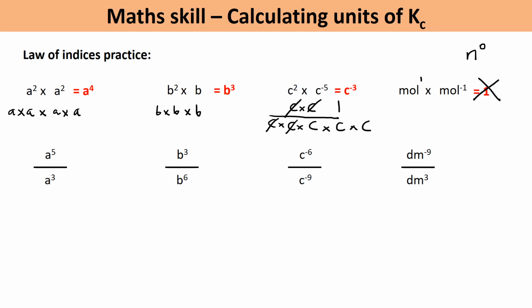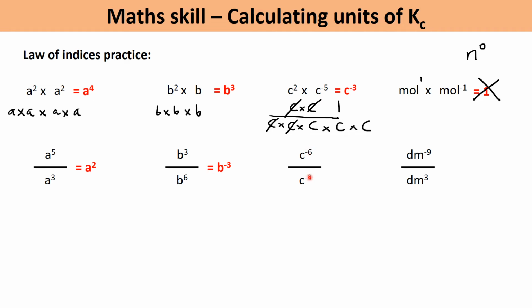Okay, let's have a look now at divisions. So we can see here that we've got a to the power of 5 divided by a to the power of 3. Now in this case, because we've got a division of indices, it's essentially top minus bottom. So 5 minus 3 is equal to 2. So we've got a squared there. Same applies here. 3 minus 6 is b to the power of minus 3, sorry.